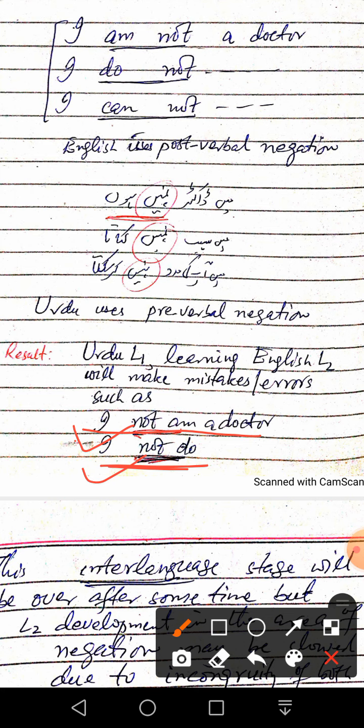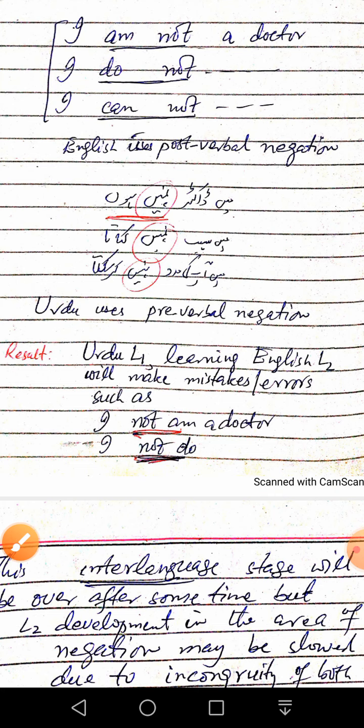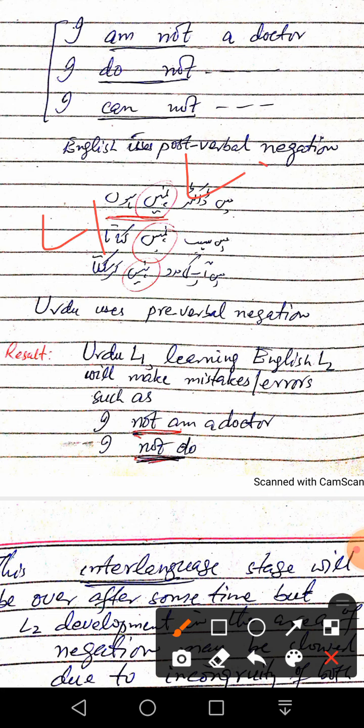It doesn't mean that this stage will stay longer. The L2 learner will overcome it, and he or she will gradually find out what the difference between the two systems is, and will be able to say "I am not a doctor." But initially the progress will be slowed down, and this is the cross-linguistic influence of L1 and L2. So the hypothesis says that the items of L2 which are there in L1 will be easy to learn, and the items which are not there in L1 will be difficult to learn.